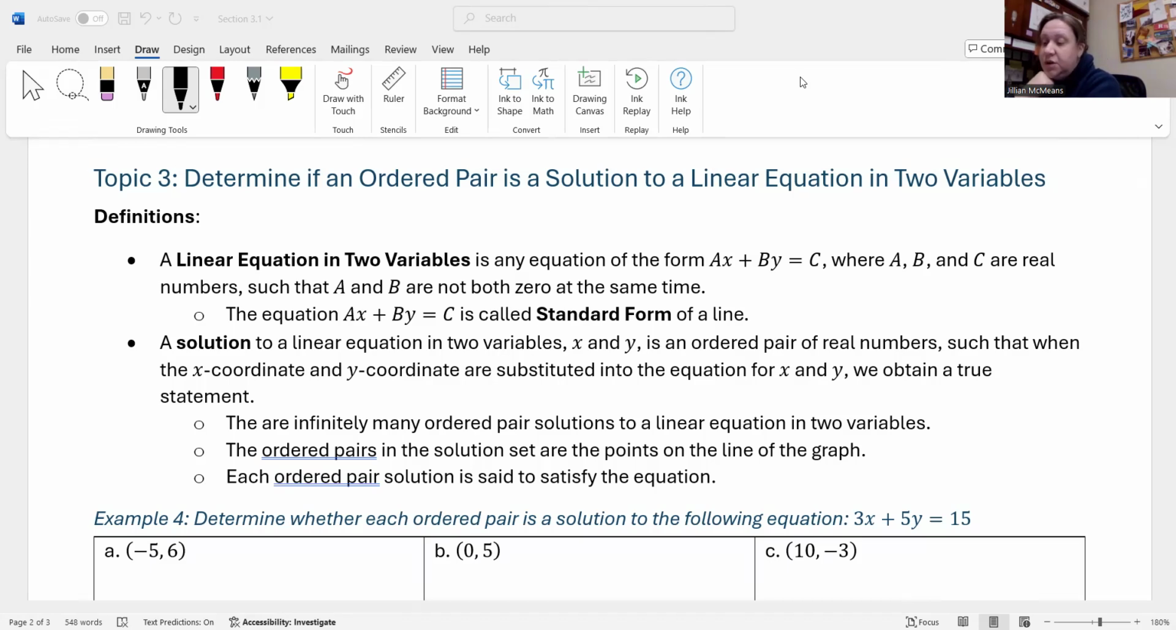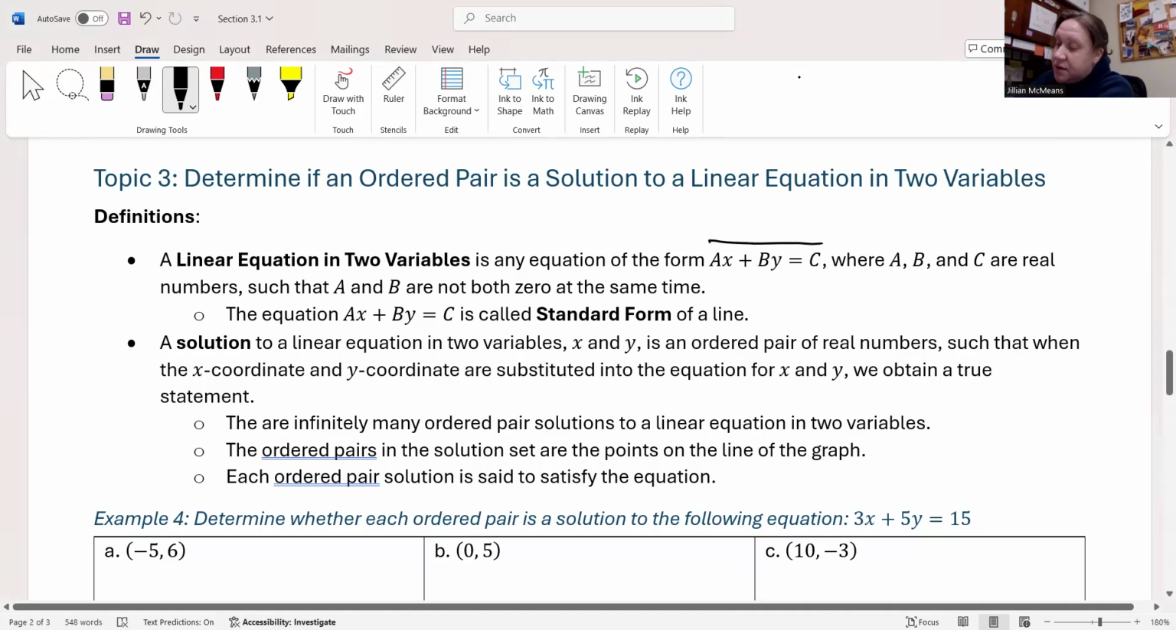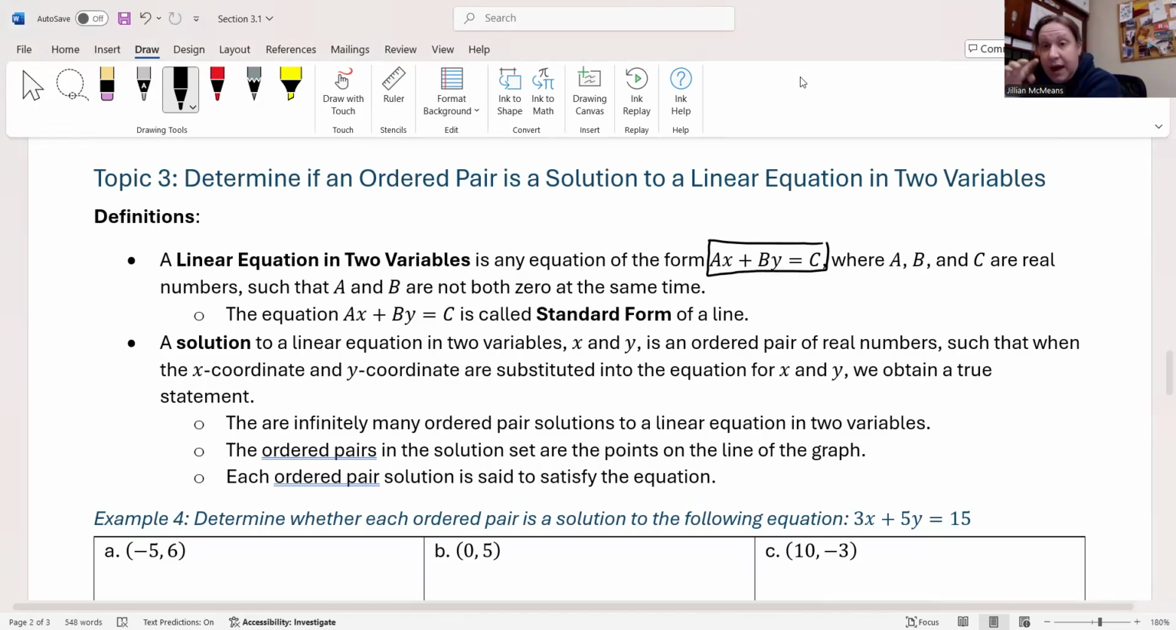First, a linear equation in two variables is any equation of the form ax + by = c. You need to know that a, b, and c are just real numbers. So a, b, and c could be fractions, decimals, integers, whole numbers, whatever. The only condition is a and b cannot be zero at the same time. If a and b were both zero, we would just get 0 = c, which would largely not be true.